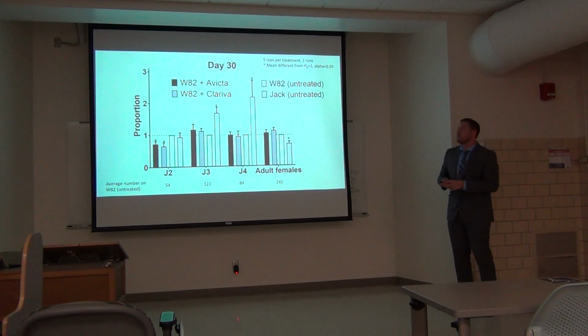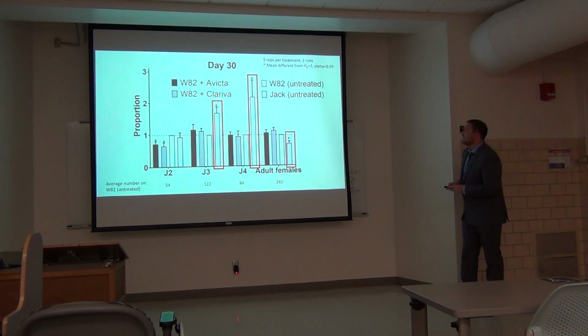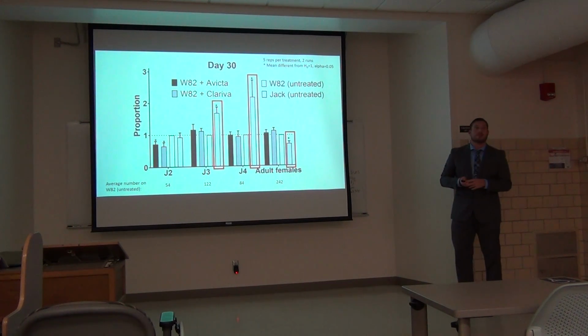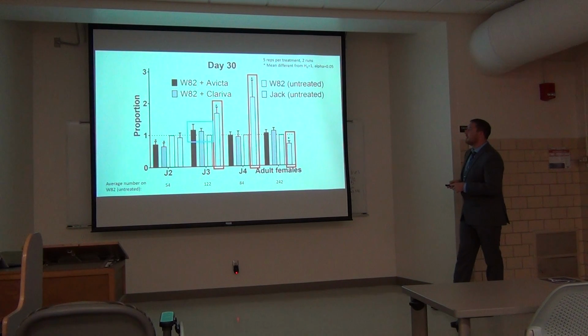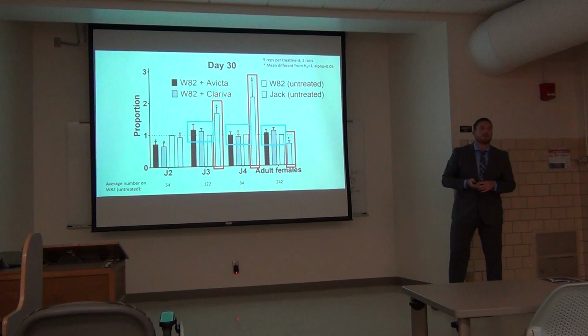Let's look at day 30. We see larger, or much higher amounts of nematodes, at least for the Jack treatment at J3 and J4, and fewer nematodes at the adult stage. So Jack's working, our resistant variety is working. It's slowing down development. But unfortunately, the seed treatments at day 30, not much different from our untreated control.